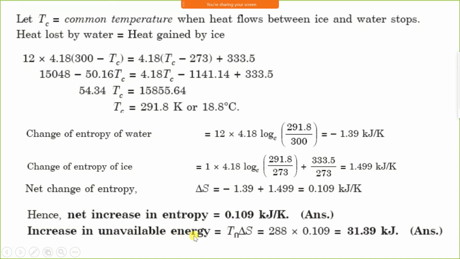means heat rejected, and heat rejected is T0 delta S. T0 is 15 degrees Celsius, that is 288 Kelvin, into delta S. Delta S is 0.109 kilojoule per Kelvin. Therefore increase in unavailable energy is equal to 31.39 kilojoule.